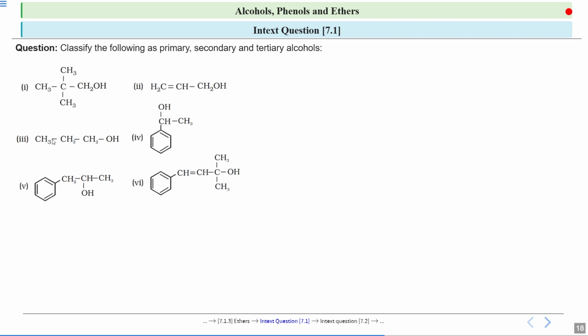The third one is CH3, CH2, CH2OH. The fourth one has a benzene ring attached to CHOH, CH3. The fifth one has a benzene ring attached to CH2, CHOH, CH3. And the sixth one is a benzene ring attached to CH double bond CH, C, CH3, CH3, OH. You have been given some time, so try to analyze this question, and then we will see the correct answer for each part.